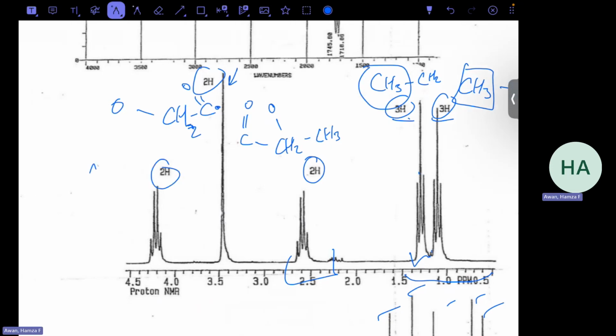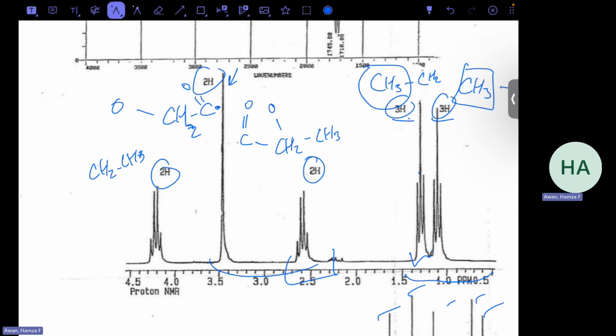Lastly, we have this CH2 that's bonded to CH3, and this is very deshielded. Because of how deshielded this is, I know that this could be a C to an O, because there's no way it would be past all of this if it was just deshielded like that.